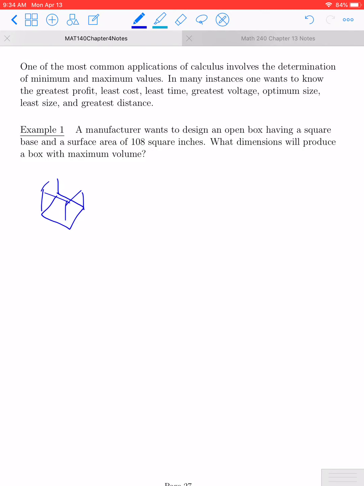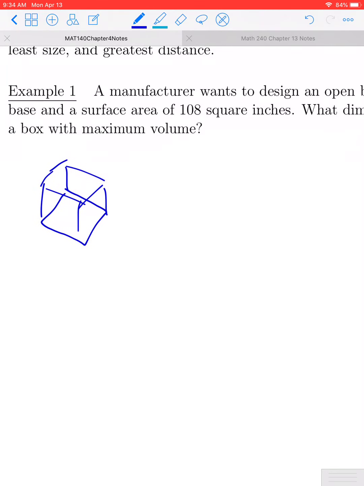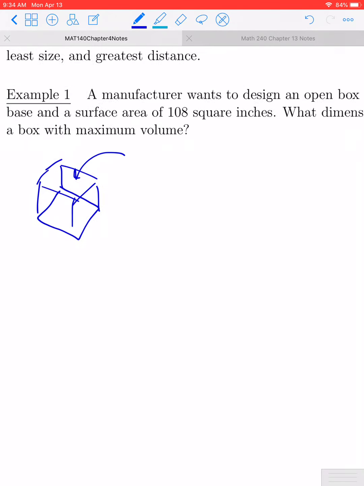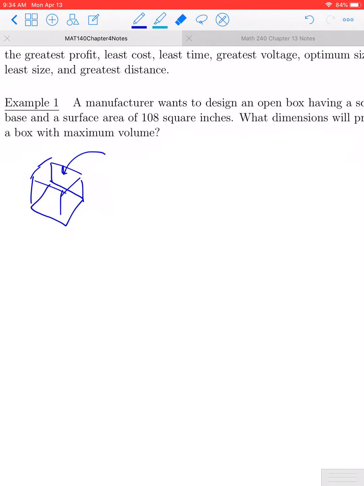This is a very, very rough sketch. Make note that they say it's going to be an open box, so this box is not going to have a top on it. Whatever the length and the width are, because it's a square base, those are going to be the same, call it x. One thing I don't know is how tall the box is going to be, so let's introduce a second variable. Let's call that y.